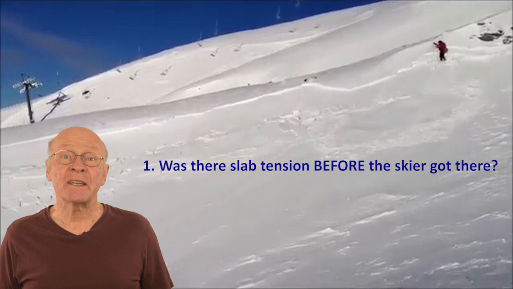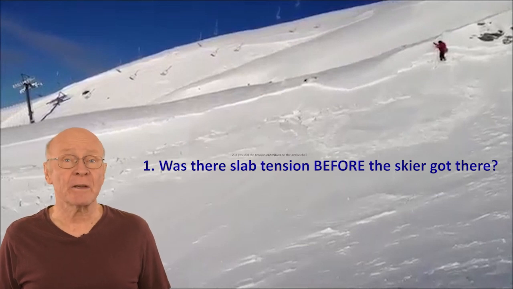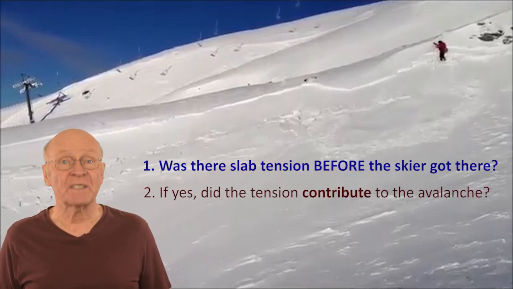First, was there tension in the slab before the skier entered the start zone? And second, if there was tension, did it contribute to the slab avalanche?